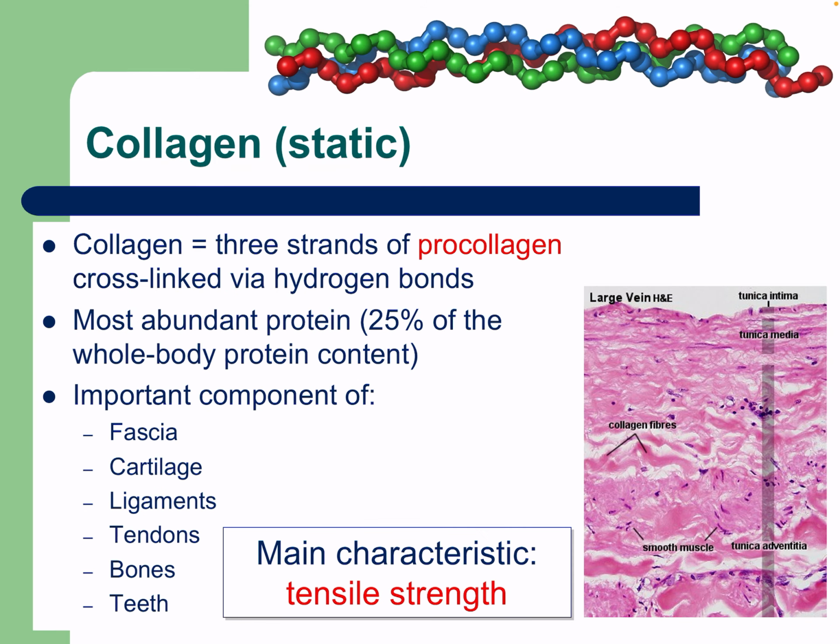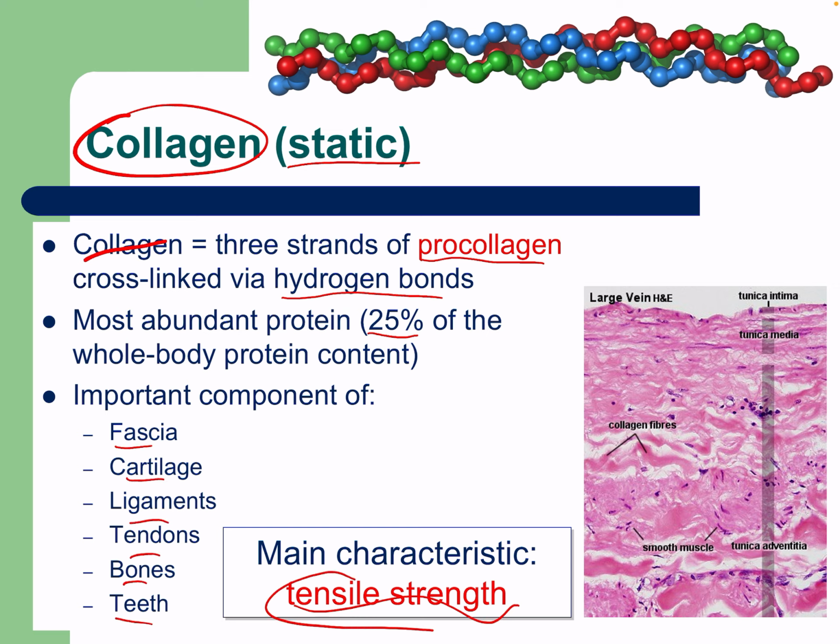Another example is collagen, which is an example of a static protein. Again, this is a very structural protein. Collagen has 3 strands of procollagen cross-linked via hydrogen bonds. Collagen is the most abundant protein and it accounts for 25% of the whole body protein content. Collagen is super important for structural things and important in tensile strength, in fascia, cartilage, ligaments, tendons, bones, and teeth, and again, its main purpose is tensile strength.